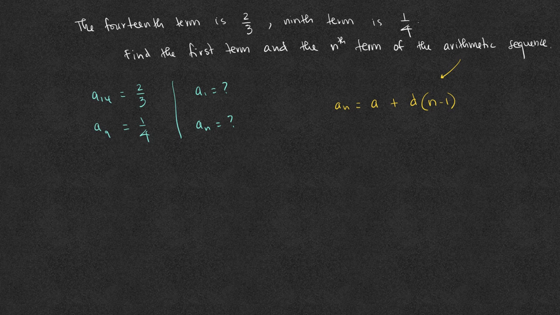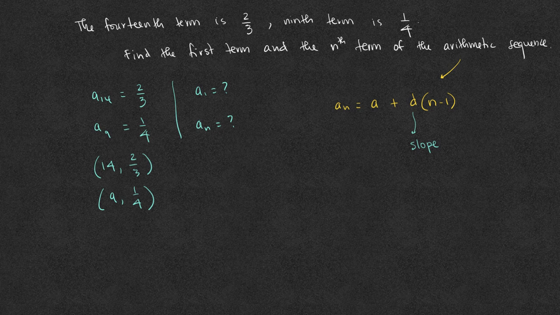Now, d is the common difference, but in an arithmetic sequence, another term for d is the slope. This is the common difference, the rate of change. And to find the slope, we just need 2 points. The index is the input, which means that when n equals 14, f of n, or the output, is 2/3. When n equals 9, the output is 1/4.